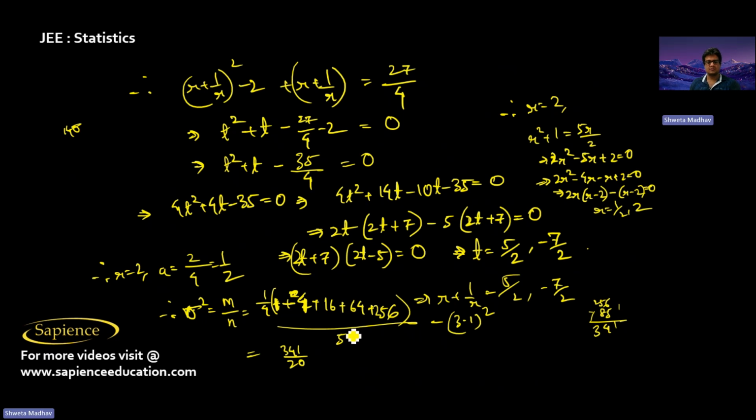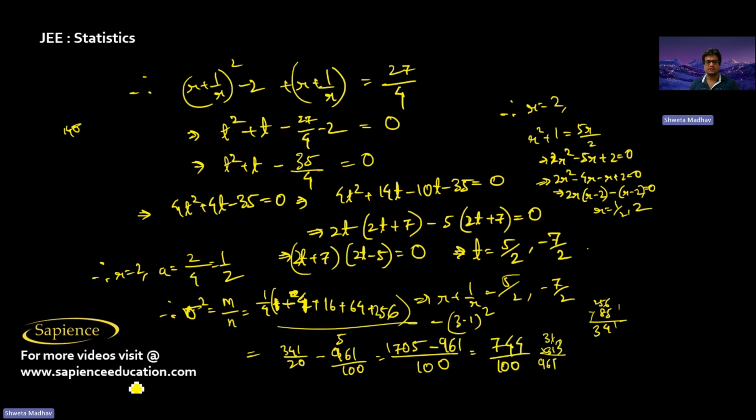whole square, 341 by 20 minus 31 square. 31 ones are 31, 31 threes are 93, 961. So 961 by 100, the LCM is 100. So 5 ones are 5, 5 fours are 20, 1705 minus 961. So that is equal to 744 by 100.